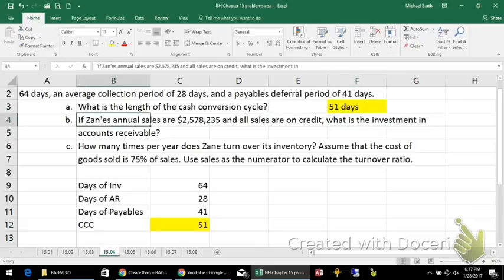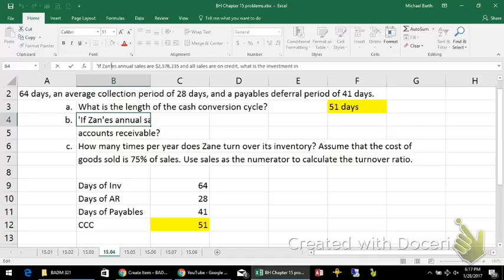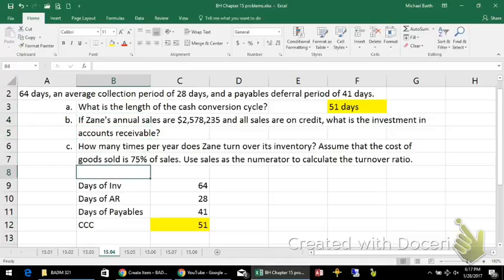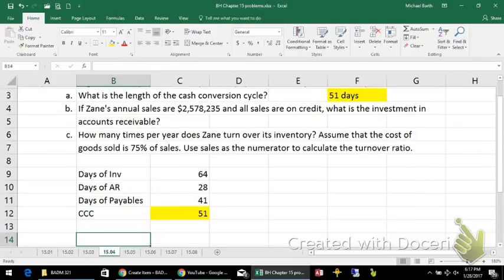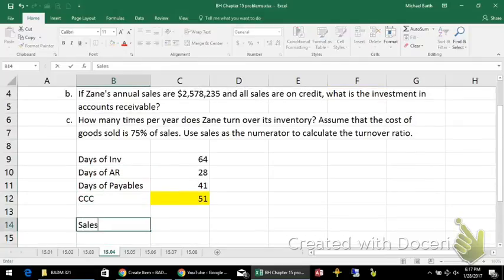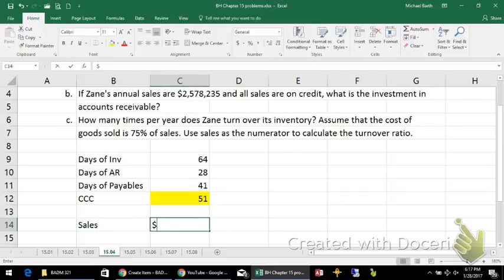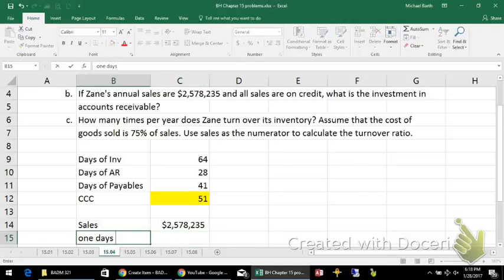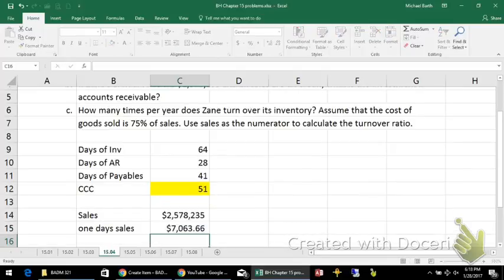If Zane's annual sales are $2,578,235, all on credit, how much is the investment in accounts receivable? All right. Sales are $2,578,235. One day's sales would be that divided by 365.